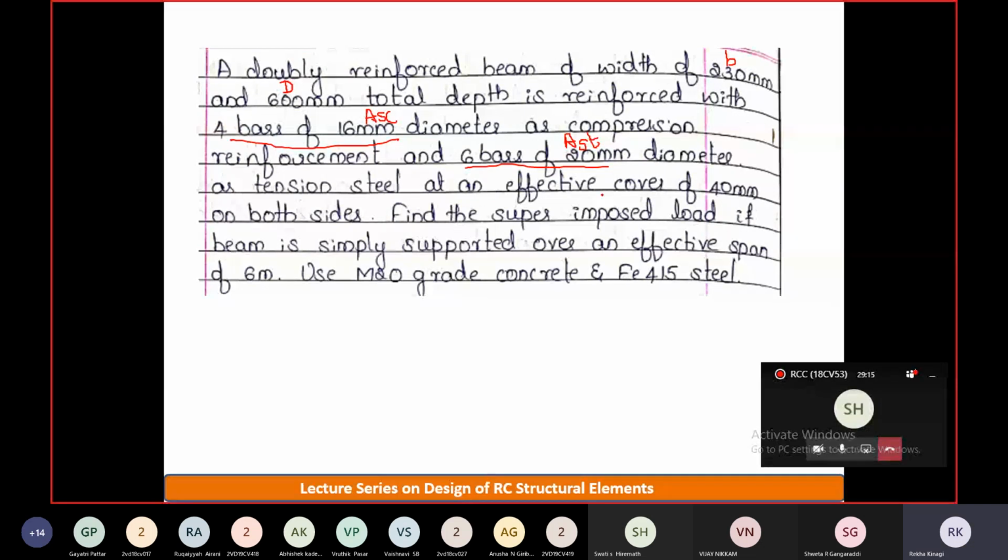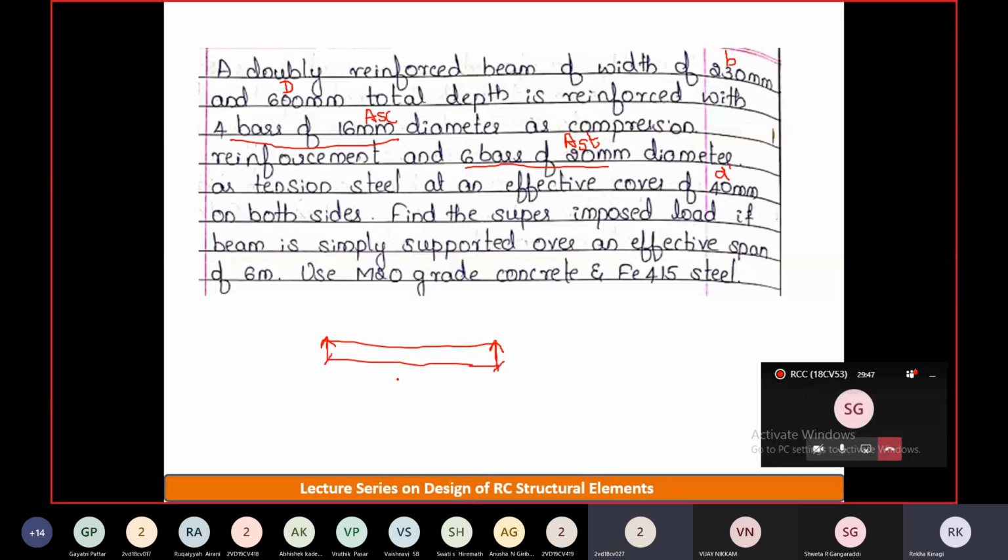Effective cover, that is D dash, is 40 mm on both the sides, both in the compression zone as well as in the tension zone. Find the superimposed load, that is live load, if the beam is simply supported over an effective span of 6 meter.